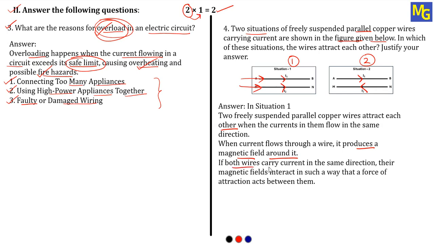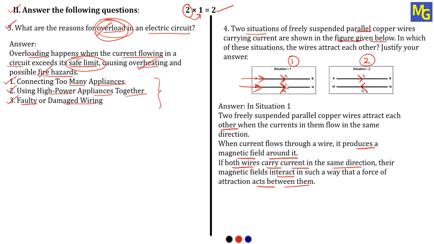Whenever current is moving in a straight wire, it produces a magnetic field around it. And if both the wires carry current in the same direction, their magnetic fields interact in such a way that a force of attraction acts between them. So remember, whenever the current is moving in the same direction in straight conductors, there will be magnetic field production, and that magnetic field will attract the wires to each other. But if the current is moving in the opposite direction in the parallel wires, here also a magnetic field will be produced, but that magnetic field will repel the wires from each other.